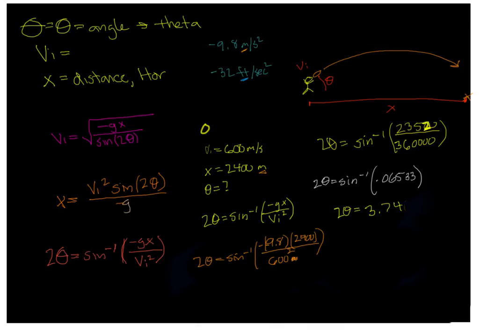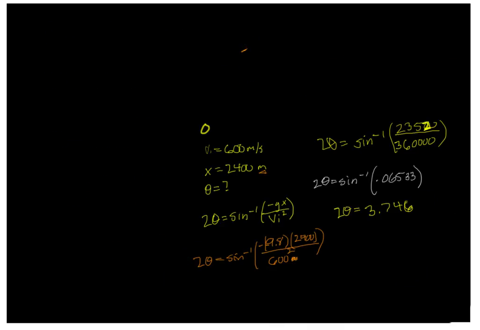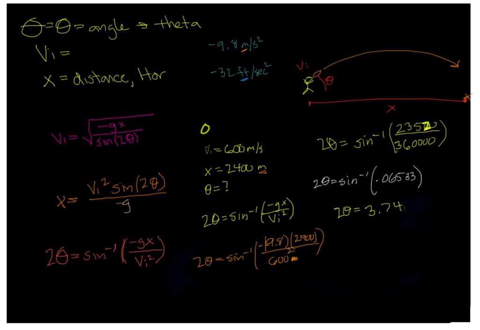So, what do we do then? Well, what we're going to do is take that and divide by 2 now. So take that answer, divide by 2, and we get an angle of 1.87 degrees.